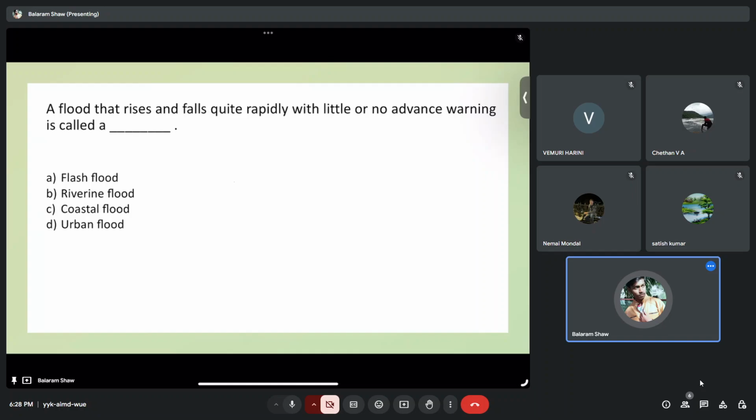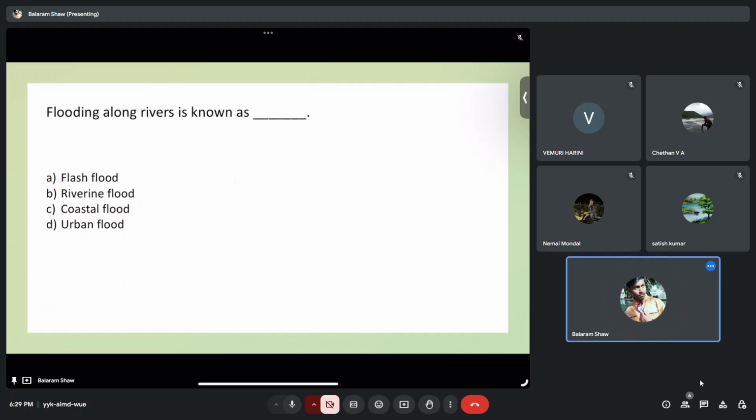The next question is, a flood that rises and falls quite rapidly with little or no advance warning is called a, anyone? Any guesses? So we call that a flash flood. But the correct answer is A, right? Okay. Next question is, flooding along rivers is known as, it's the same question. So it is called the riverine flood. Option B, right?